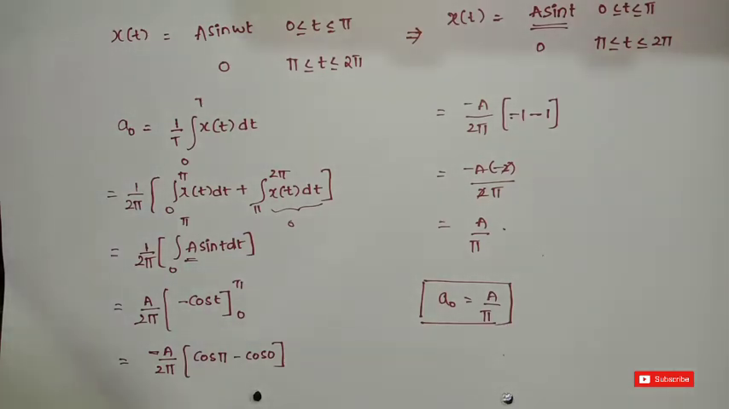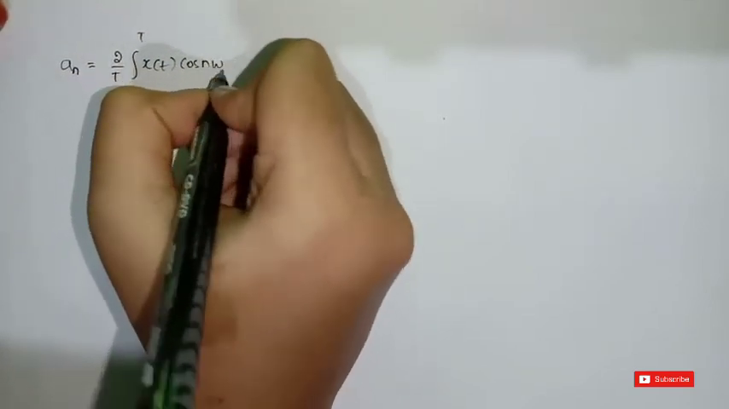Now we have calculated one of the trigonometric coefficients, and we have to calculate two more coefficients. In that, first let us find out an. Now we need to calculate the value of an. The formula for an is nothing but an is equal to 2 by T integral 0 to T x of t cos n omega naught t dt. We already know the value of T. T is nothing but the period. It is equal to 2 pi.